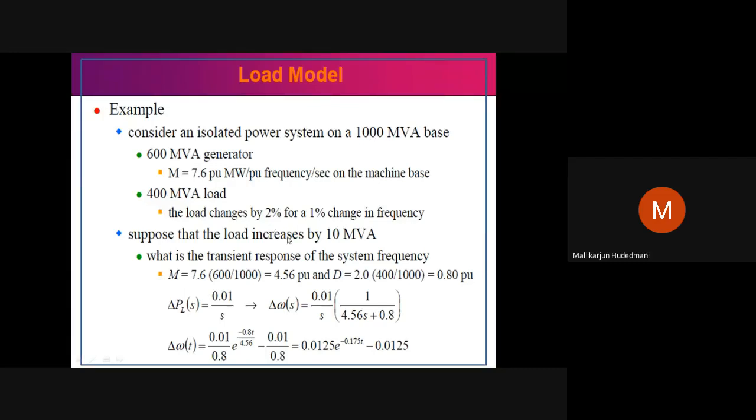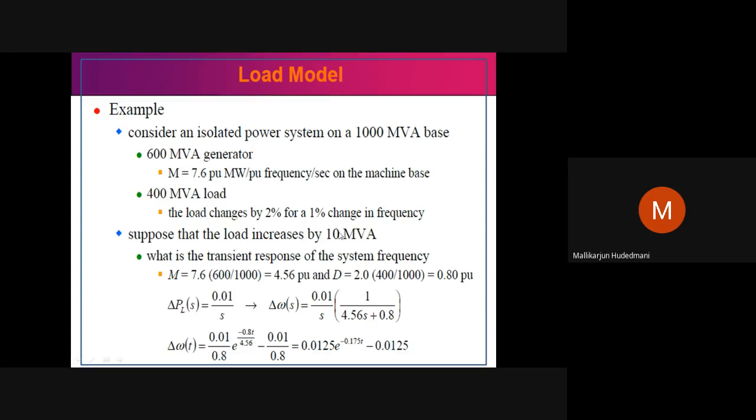Similarly, D is in percentage. D is 2% for every 1% change in frequency. Then it is 2 into the load value 400, that is 2% of 400 is the change, divided by the base value of the system. Convert it to D in pu. D became 0.80 pu. Now I have M in pu and D in pu. I am quite sure now to represent the transfer function of the plant and its response from the expression by taking inverse Laplace.